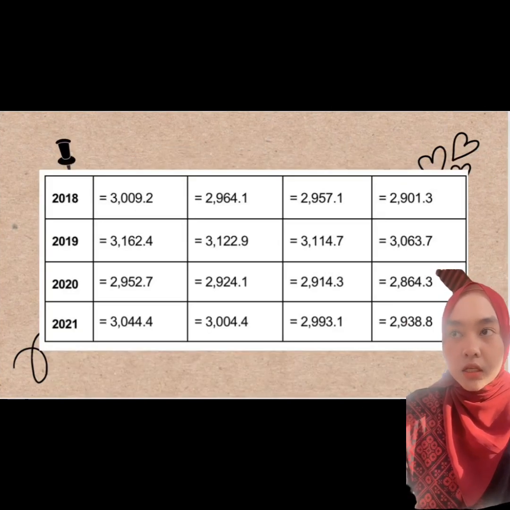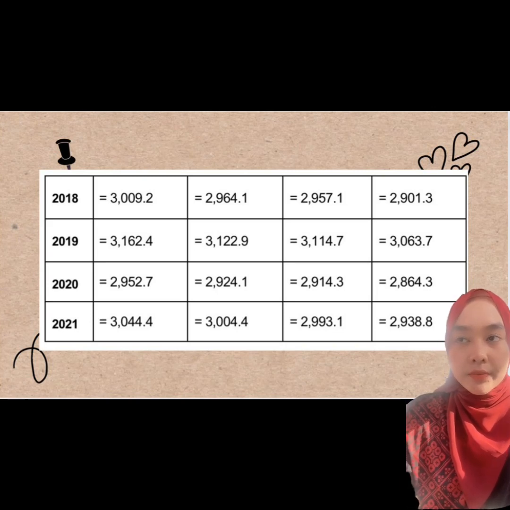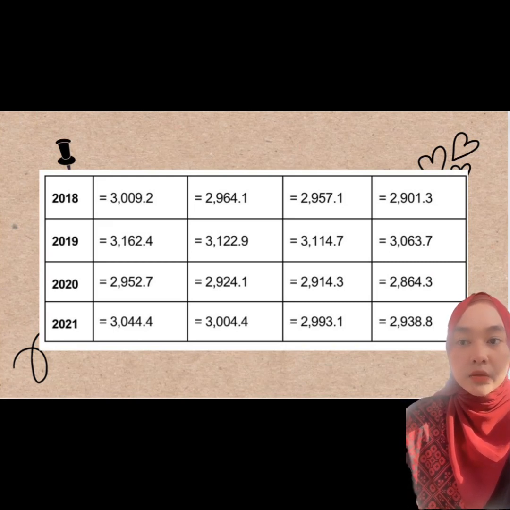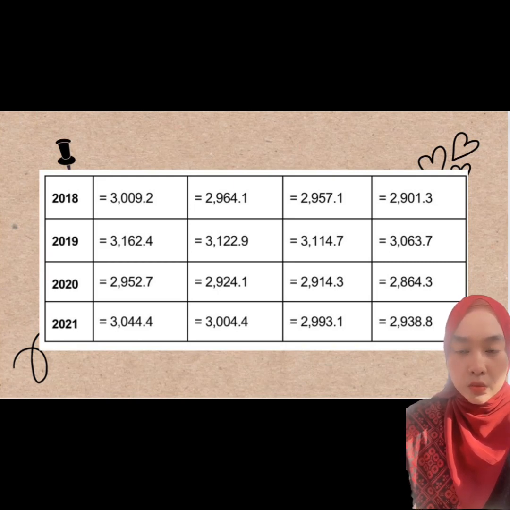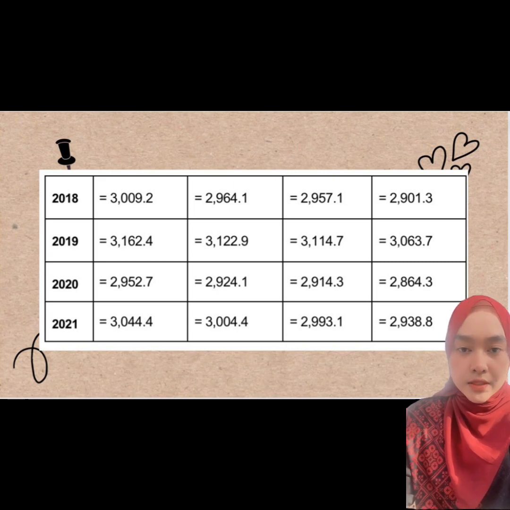For 2018, gross domestic product at market price, we get 3,009.2. For gross national product at market price, we get 2,964.1. For gross national product at factor cost, we get 2,957.1, and the national income we get 2,901.3. For 2019, gross domestic product at market price we get 3,162.4. Gross national product at market price we get 3,122.9. Gross national product at factor cost we get 3,100.7, and the last, national income, we get 3,063.7.